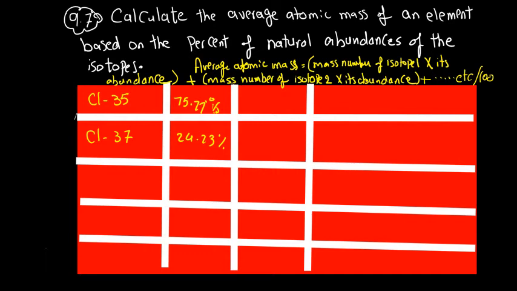First, look for the mass number. The mass number here is 35, while in this isotope is 37. What's left is to calculate the average atomic mass. First, calculate the percent abundance of the atomic mass of each isotope, and then add them all.